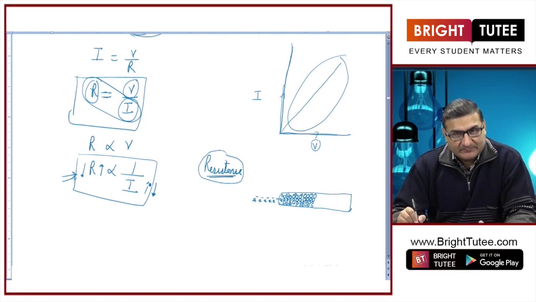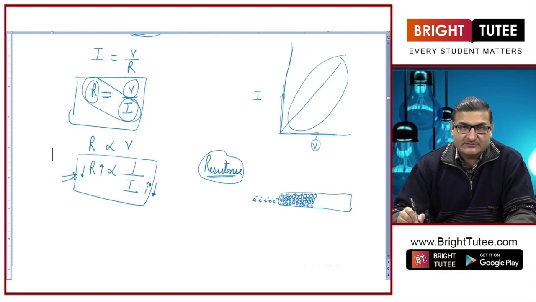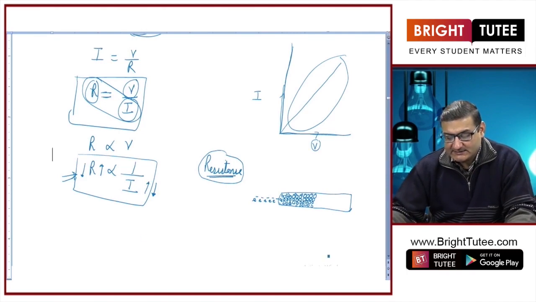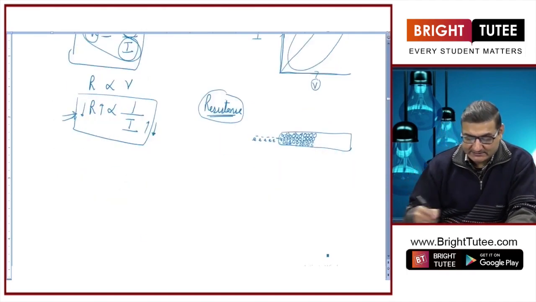Got it? Fine. Now, based on the resistances of various substances, the amount of current that they allow to pass through them, we categorize these substances into various categories.